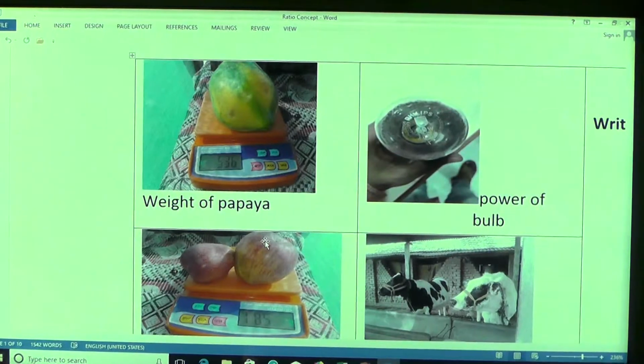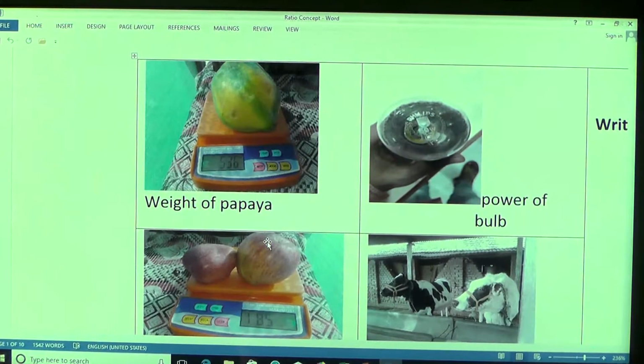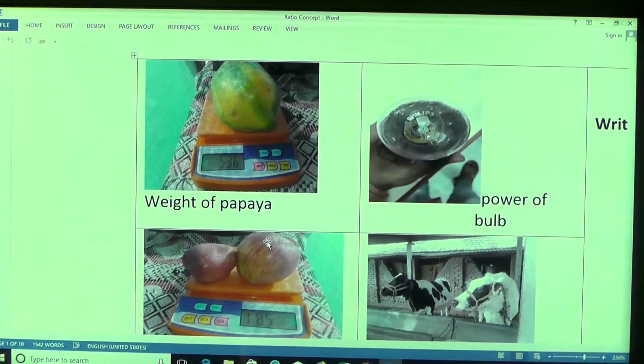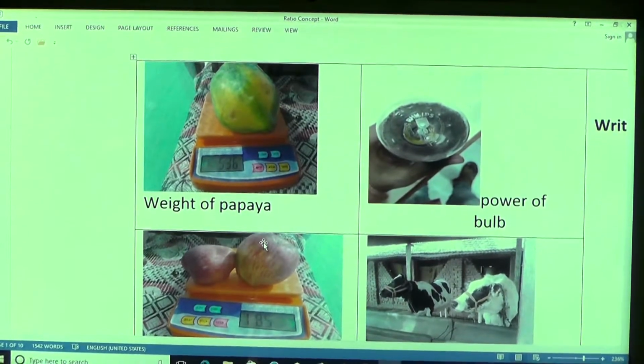Start. Look here. These are 4 pictures. So which comparison is possible here? That means which are the two quantities that are of same kind? This is my question.